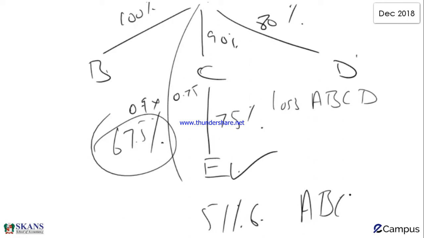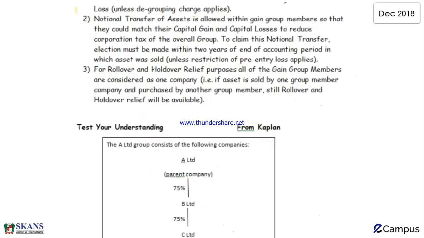Now, let's have a look at that. What are the benefits available to A, B, C, D, and E of being member of gain group? Well, the first benefit which we have, if an asset is sold or transferred within capital gain group members, it would be deemed to be transferred at indexed cost. Well, if your deemed proceeds are indexed cost, what you're going to deduct out of it? Well, that's indexed cost again. So it will always result in no gain and no loss.